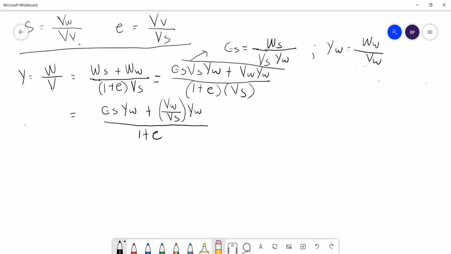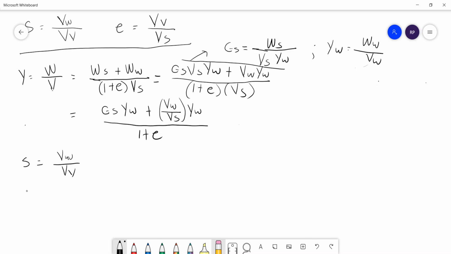We will try to derive that from the equations of your degree of saturation and your void ratio. So I will rewrite your degree of saturation, that is Vw all over the volume of voids.